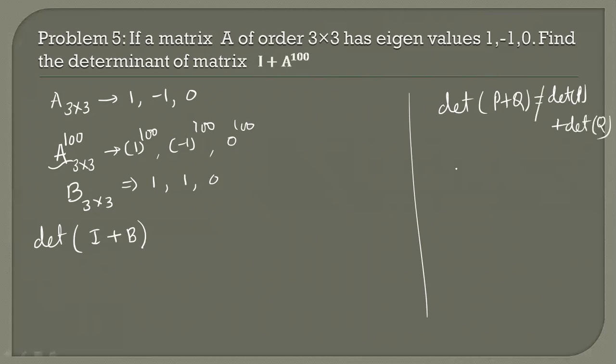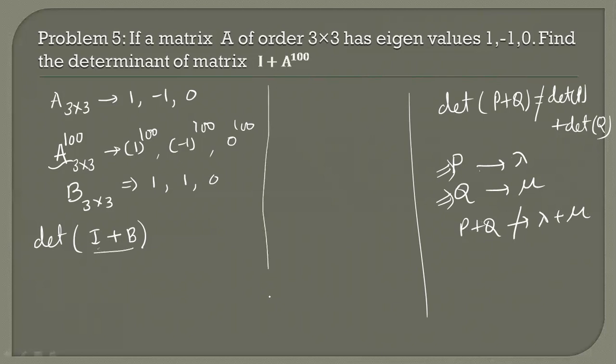And some people think if P has eigenvalue lambda and Q has eigenvalue mu, then P plus Q has eigenvalue lambda plus mu. This is also not true, because they have different eigenvectors. If the eigenvectors are the same, then this result is true. But in general, it is not given, so it is not true. It means we cannot use the determinant property or eigenvalue property for this sum.